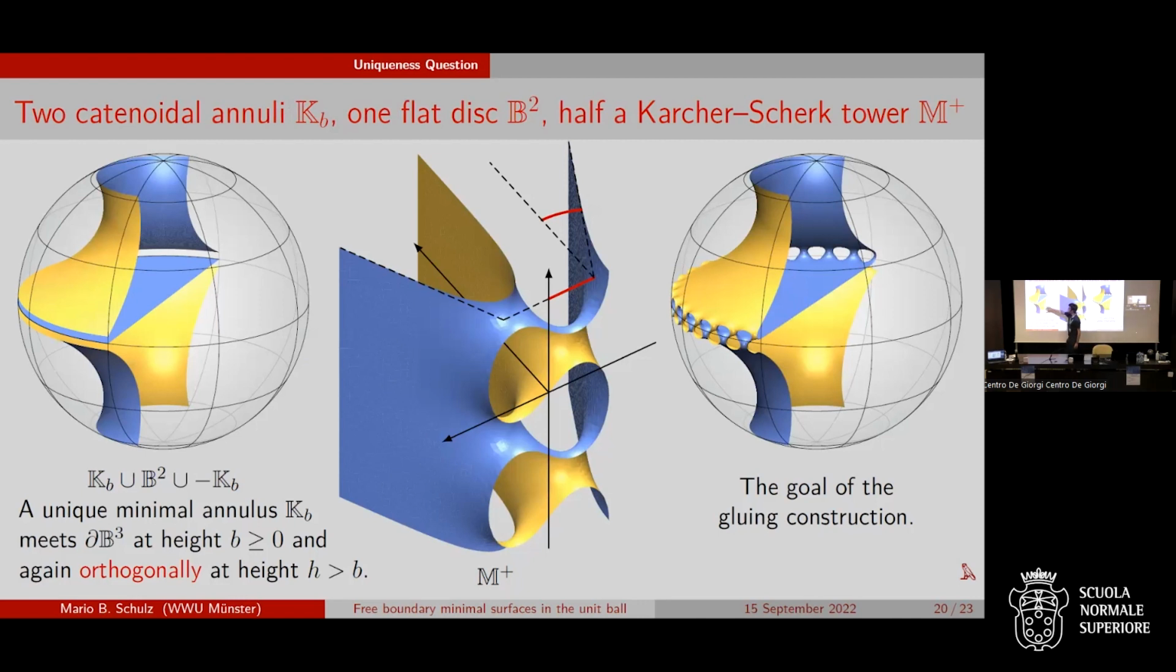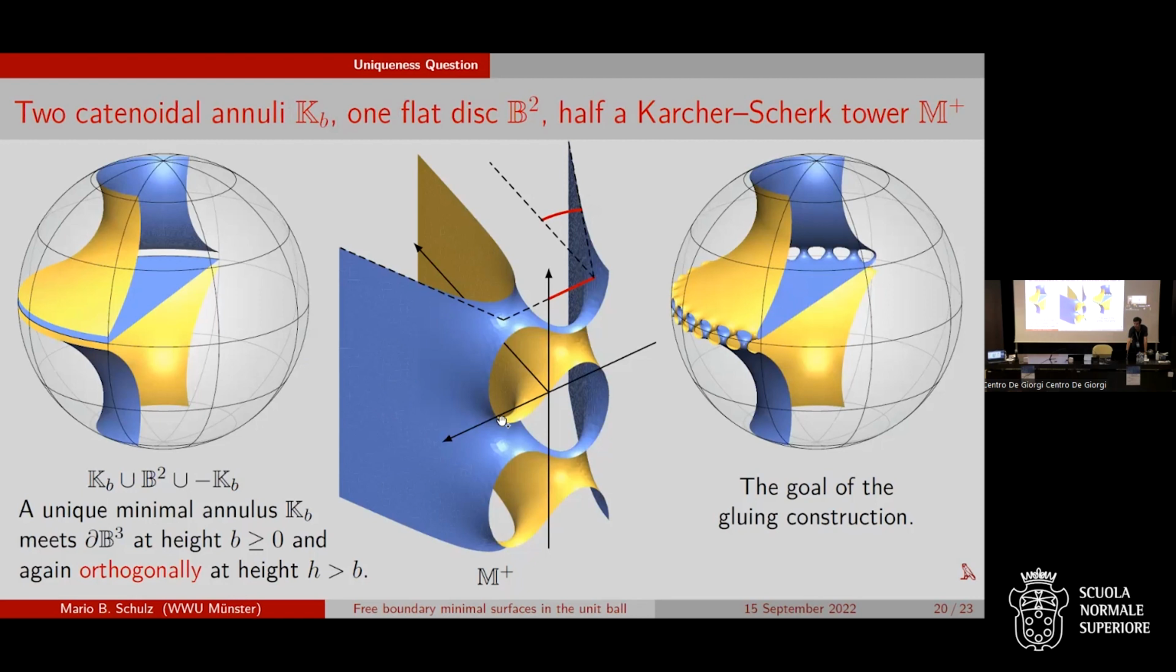So these are the ingredients we want to glue, obviously. It's the flat disk in the middle, and sort of catenoidal minimal annuli on top and the bottom. Let me stress here that we allow a small gap on the equator. It's the parameter b, which we allow to vary. And what we want to glue in is a generalized Scherk surface.